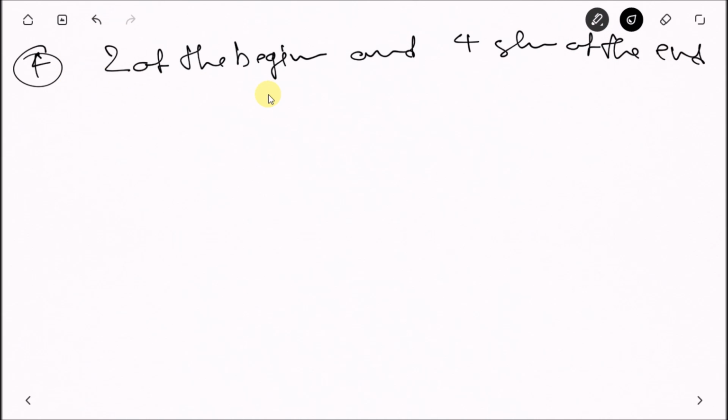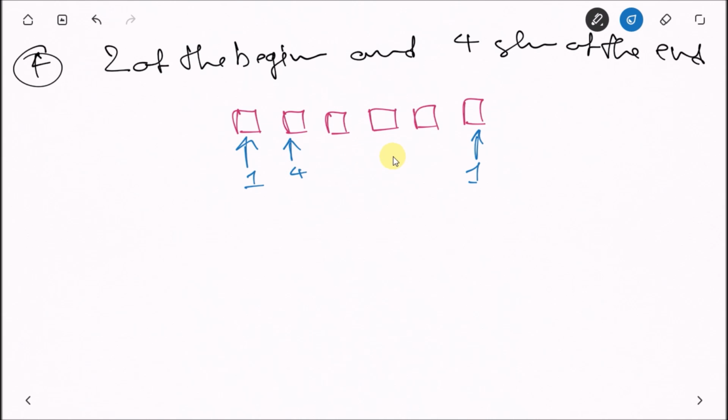So here we have 6 brackets, but this one has one option and this one has one option, and four brackets are blank. So this one has four options: 4 3 2 1, 4 into 3 into 2 into 1 into 1 into 1. So lastly we have 4 factorial as the answer, in which 2 will come at the beginning and 4 will come at the end.